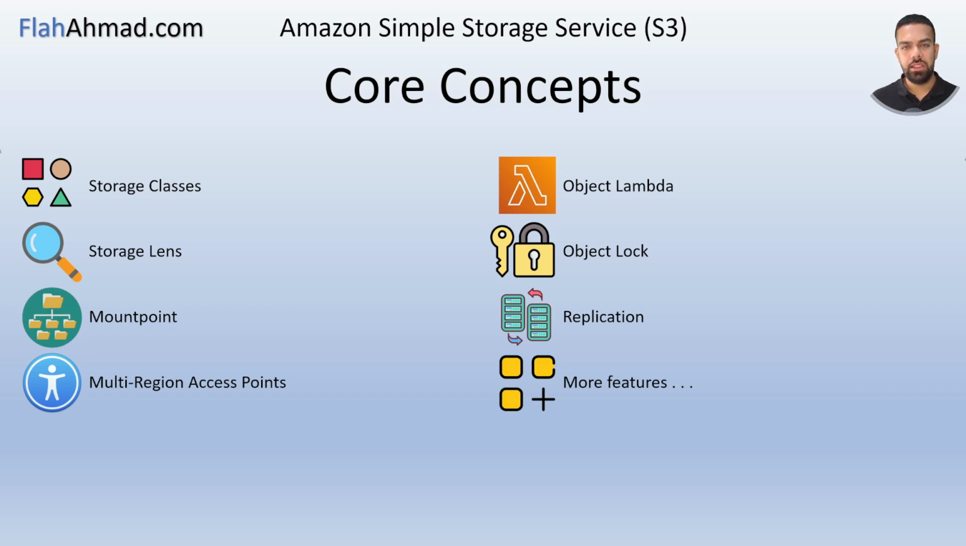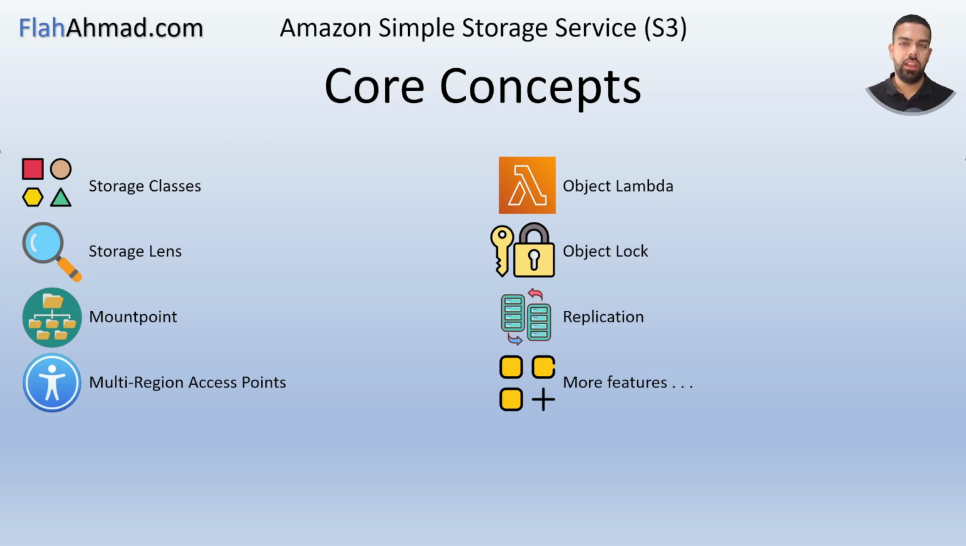S3 Storage Lens is a powerful analytics tool that provides insights into your S3 usage. It helps you understand how your data is being stored and accessed across all your S3 buckets. With Storage Lens, you can view metrics like data trends, identify cost-saving opportunities, and ensure your data management aligns with best practices. It's like having a bird's eye view of your storage environment.